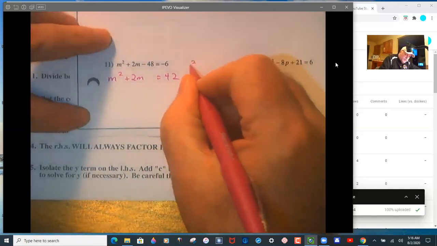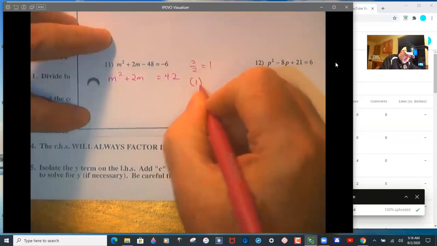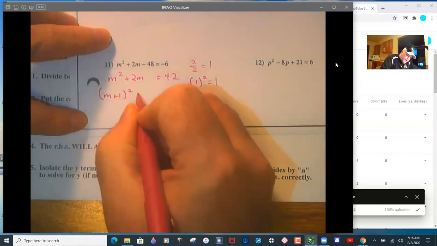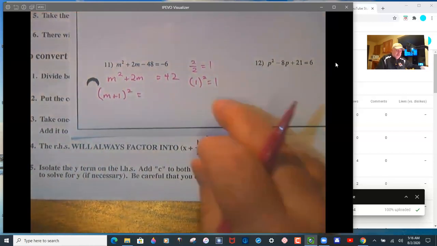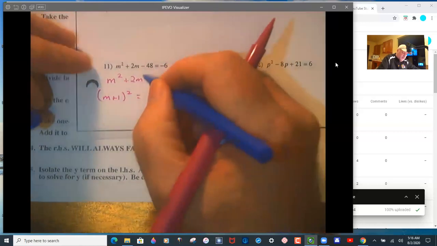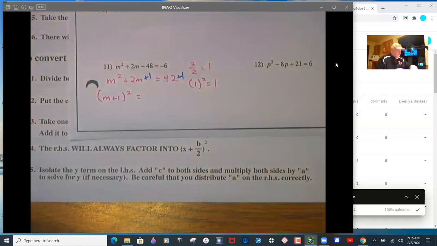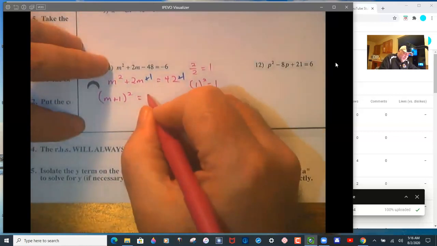And then we're going to take 2 and divide by 2, that's 1, and then we're going to square 1. So this becomes m plus 1 squared, and then we have to add the second value, which is also 1, to both sides. Okay, and that gives us 43.